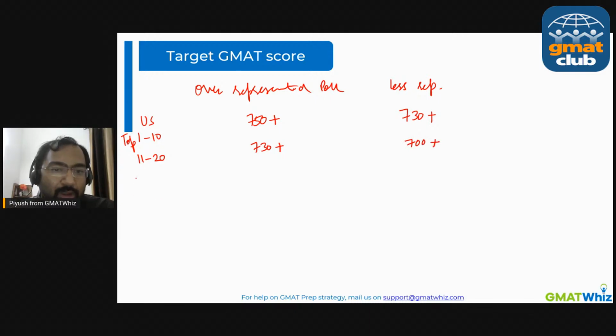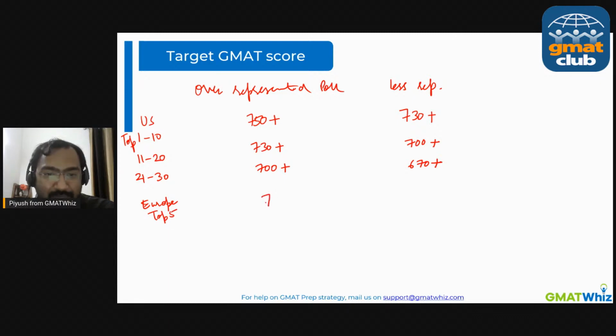Okay, and if you are looking at, let's say, 21 to 30 from an overrepresented school pool, then you are looking at a 700 plus. Ideally, the higher the better. And over here, around a 670 plus is significant. It's good enough. Now, when it comes to Europe, on the other hand, they don't require a very high GMAT score. So 710 plus is also sufficient, from what we have seen. And for a less represented pool, even a 680, 690 plus is a good score in Europe.